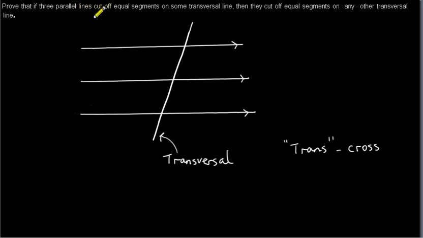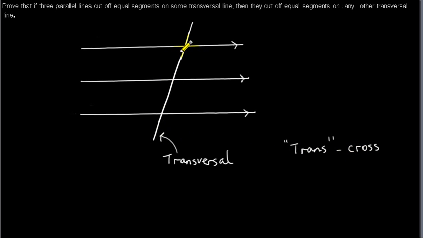Prove that if three parallel lines cut off equal segments on some transversal line, then they cut off equal segments on any other transversal line. So we have three parallel lines here. We have a transversal, the prefix trans means to cross, like think of transatlantic.